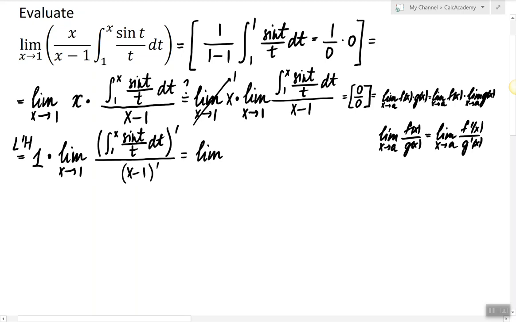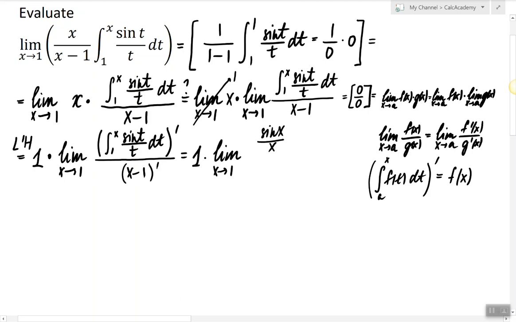And to find the derivative of the numerator, I will have to use the Fundamental Theorem of Calculus, which says that the derivative of an integral function with respect to x is simply the value of the integrand at x. And in our case, that means the derivative of the numerator is simply sine of x over x, and the derivative of the denominator is simply 1.